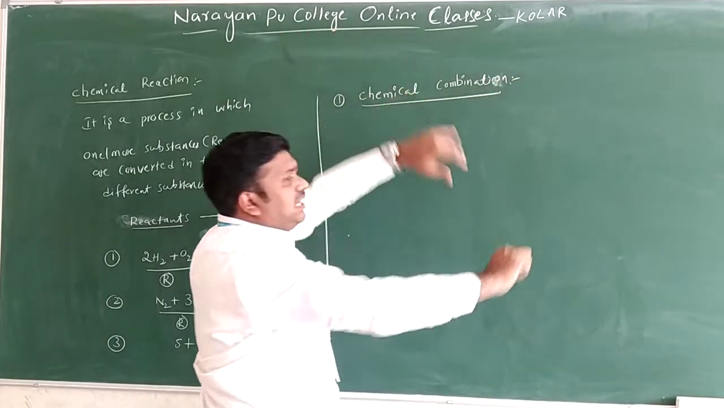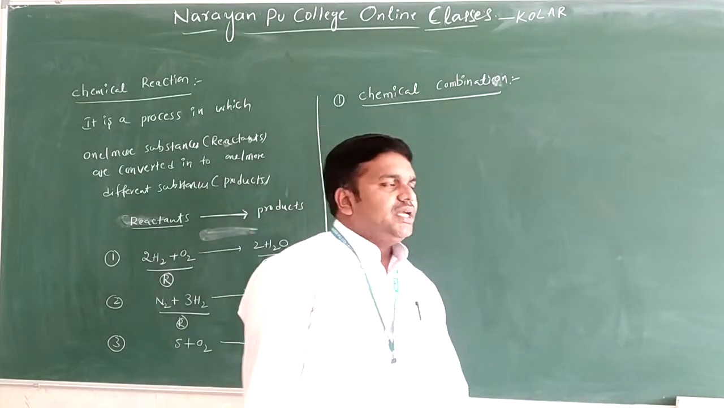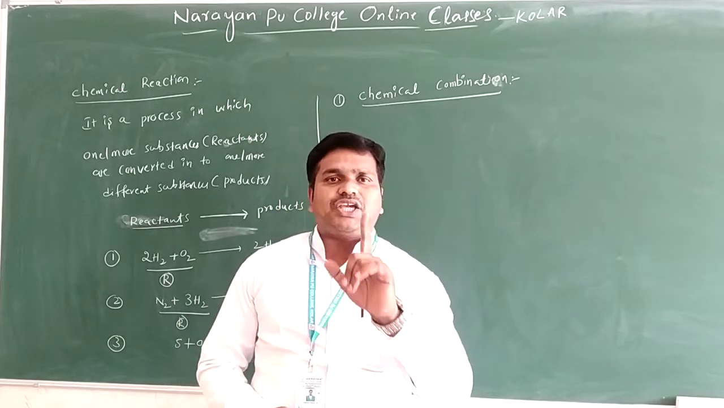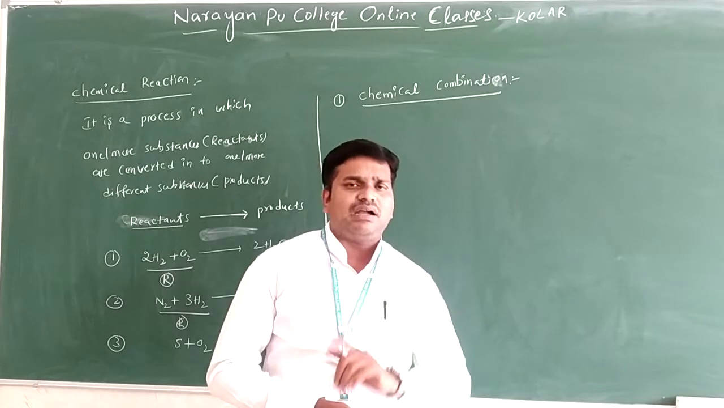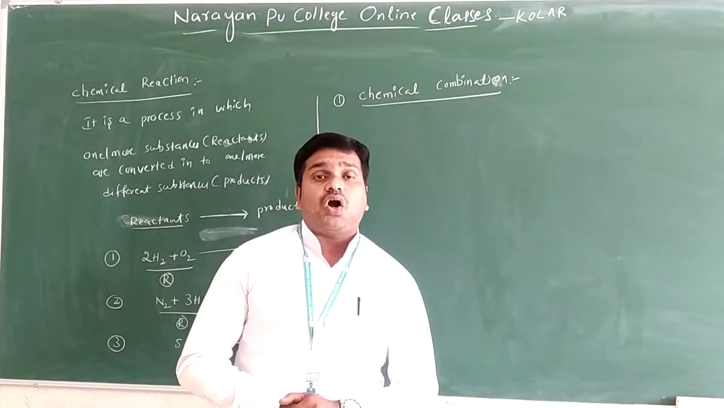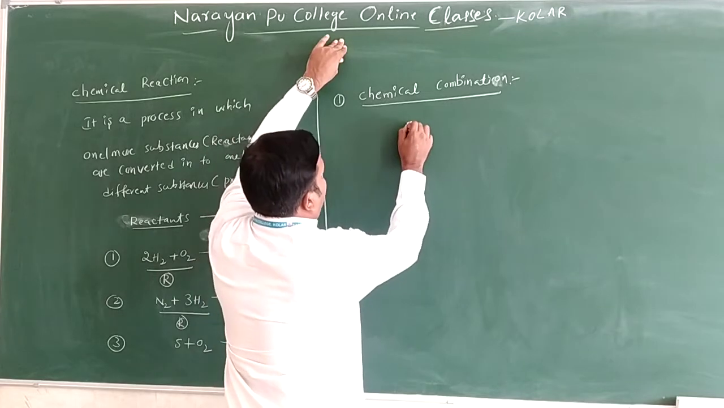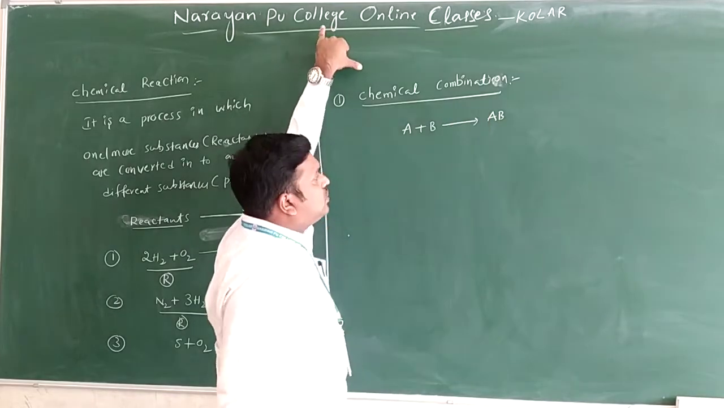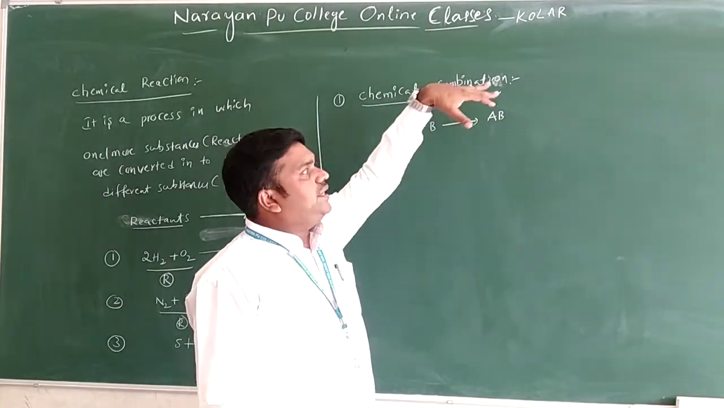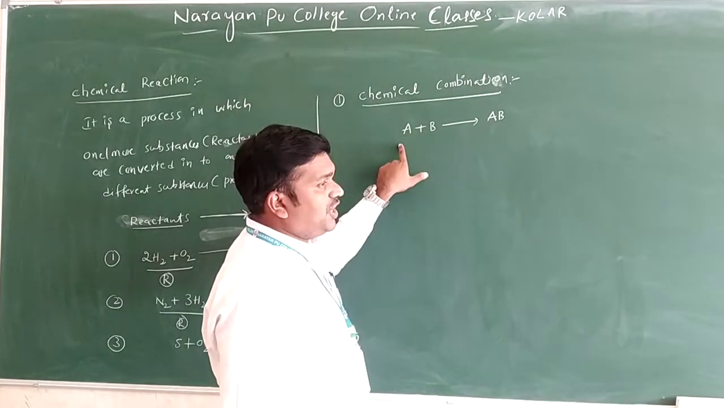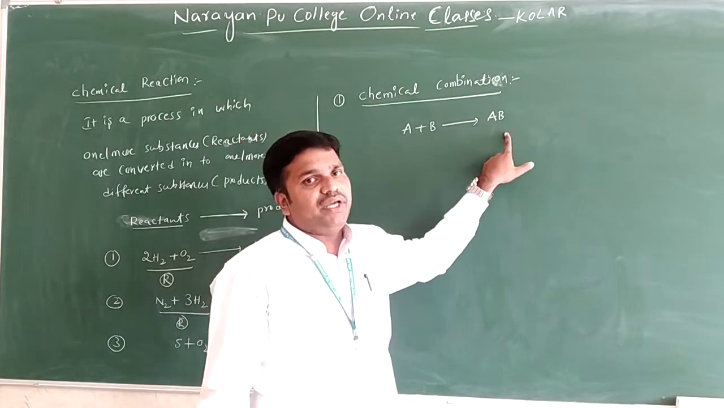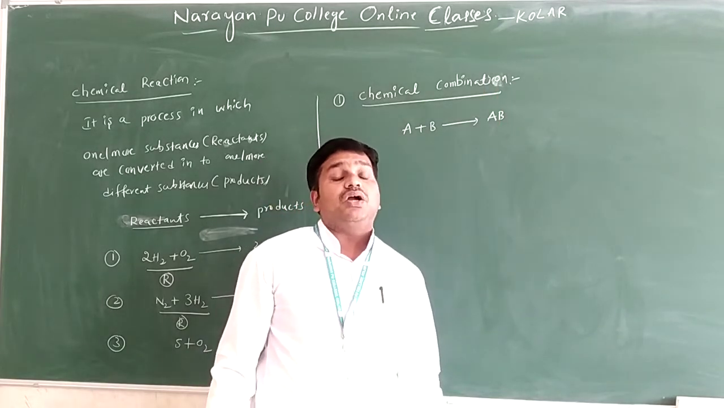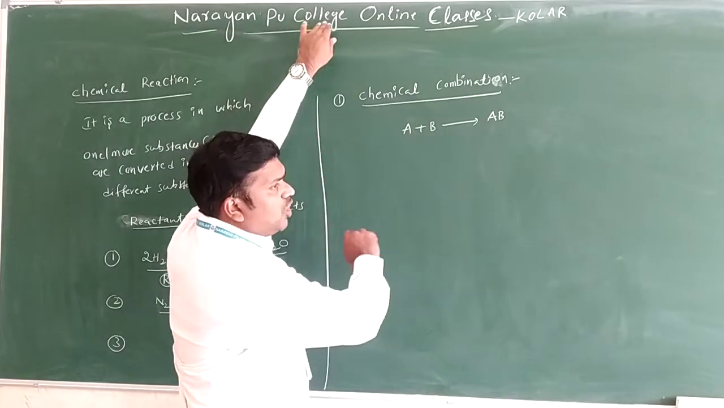What is this chemical combination reaction? In this reaction, two or more elements or compounds combine to form a new compound, a single product or a single compound. Let us see an example: A + B gives rise to AB. A and B are the reactants, and AB is the product. When two or more different elements or compounds combine to form a new single compound, that is said to be a chemical combination reaction.